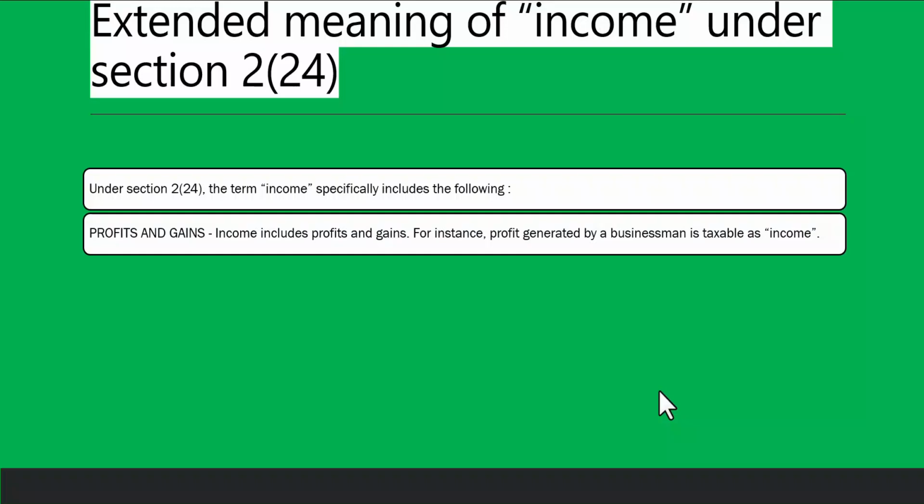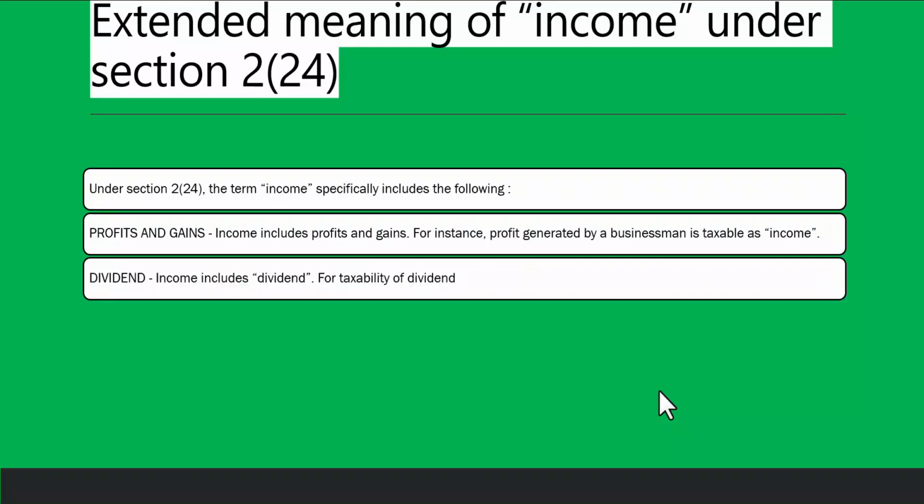Under section 2, the term income specifically includes the following. Profit and gains. Income includes profit and gains. For instance, a profit generated by a businessman is taxable as income. Now, what the income tax is doing is defining income, because it has to collect tax on your income. They say first is profit and gains. If you are doing business and you earn some profits, you have to pay a tax. Generally, a businessman earns income from profits and gains. So this covers the majority of businesses, basically all the businesses.